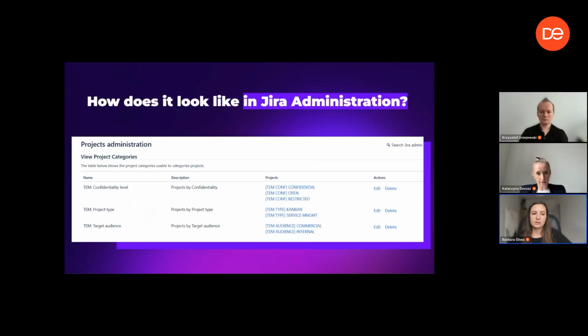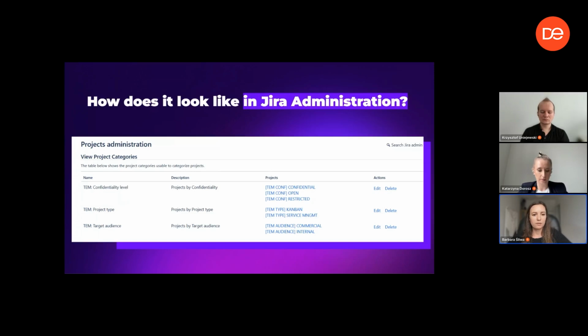How does the set of templates and categories look like in Jira administration? You can have one or more project categories for templates. It will also, of course, depend on how big your organization is and how many projects are in Jira. In my example, I divided templates into 3 categories. They are based on confidentiality level, project type, and target audience.